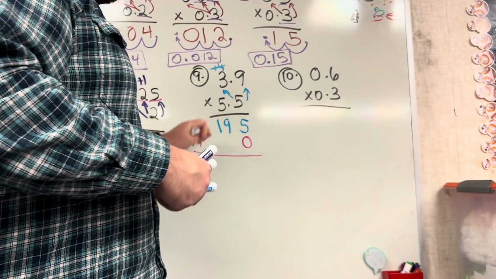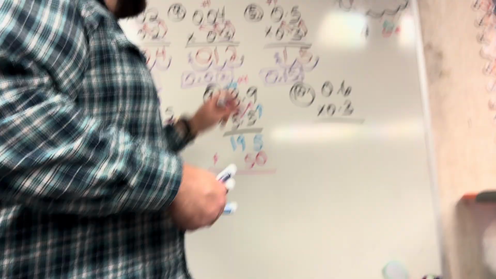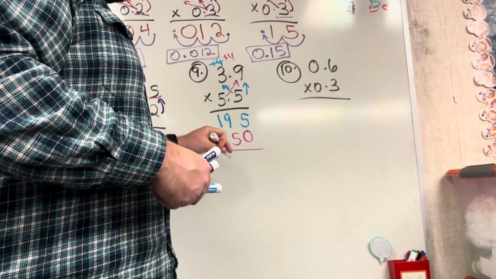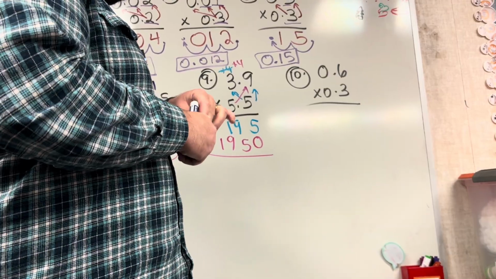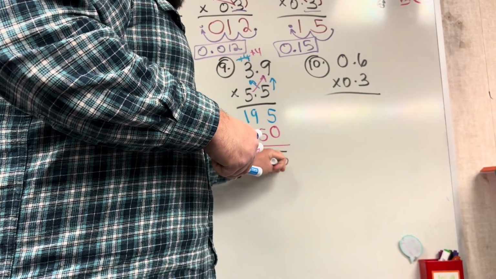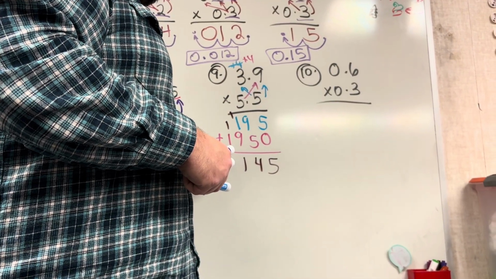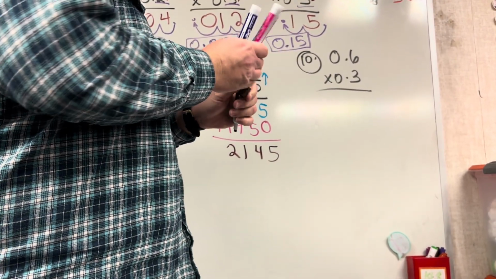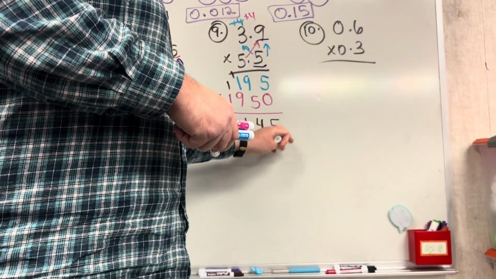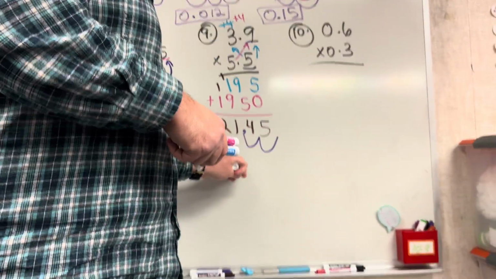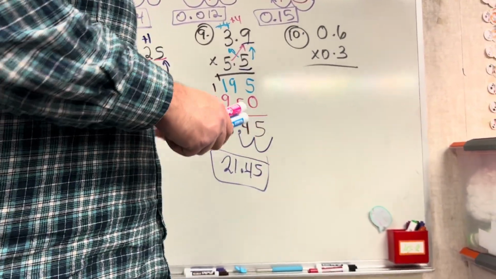And I'm adding. 5 times 9, once again, is 45. And 5 times 3 is 15, plus that 4 is 19. So now I add. 5 plus 0 is 5. 5 plus 9 is 14. 9 plus 2 is 11, and 1 plus 1 is 2. And finally, I count how many numbers are behind a decimal. 1, 2. Move it 1, 2. And I got 21.45 as my answer. Yep.